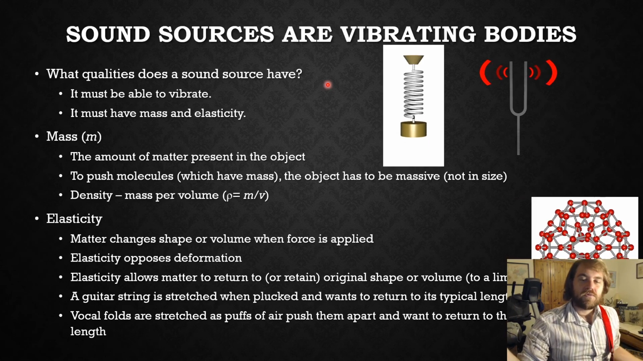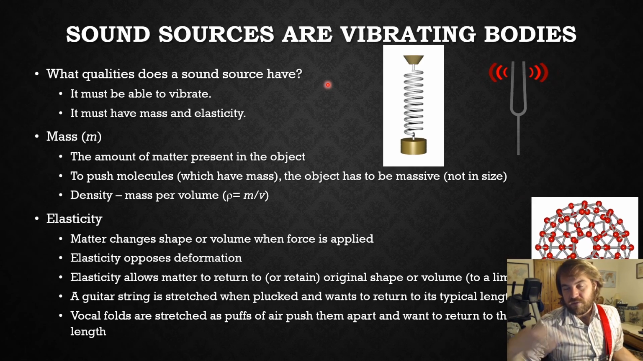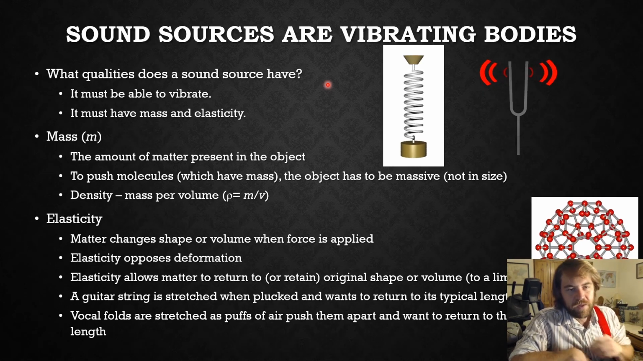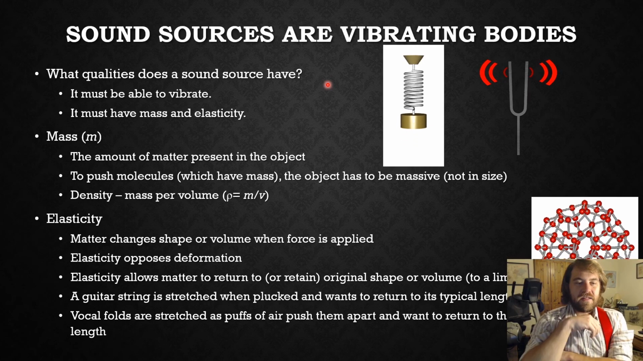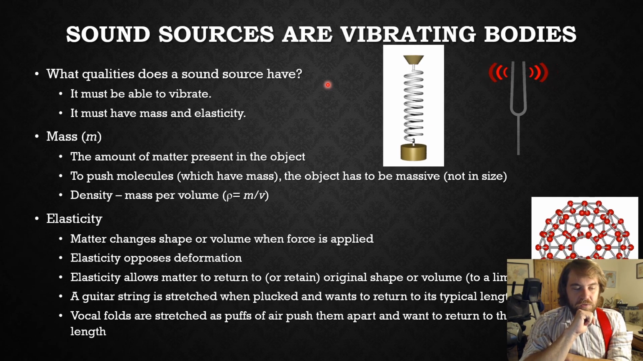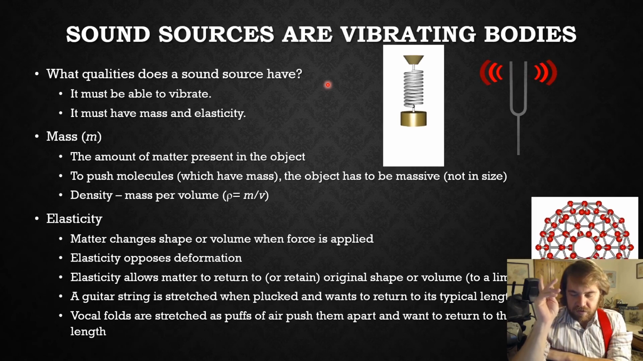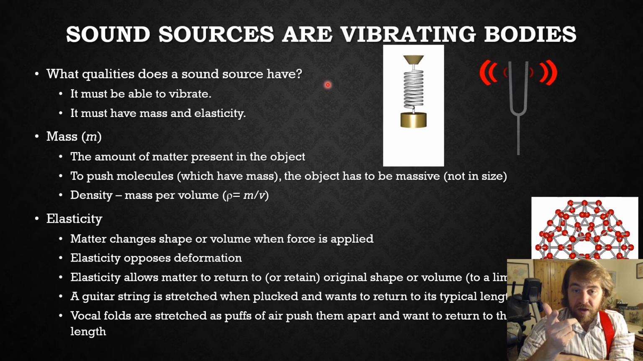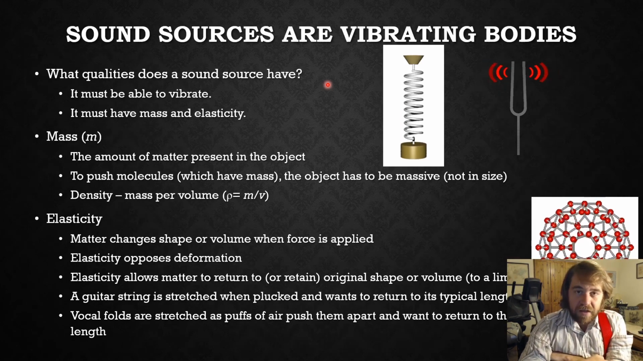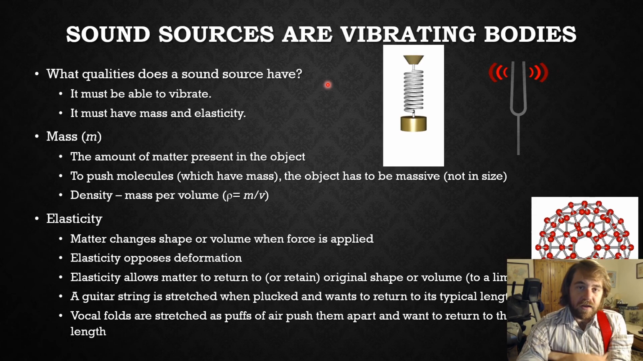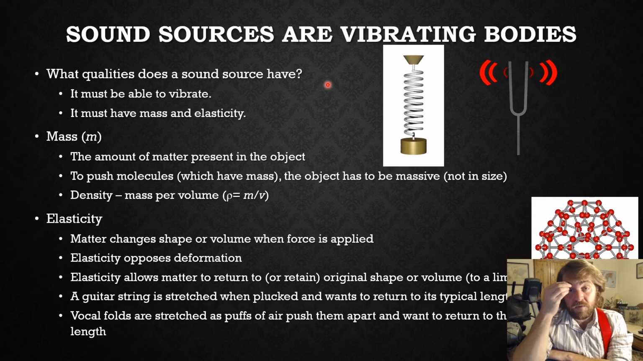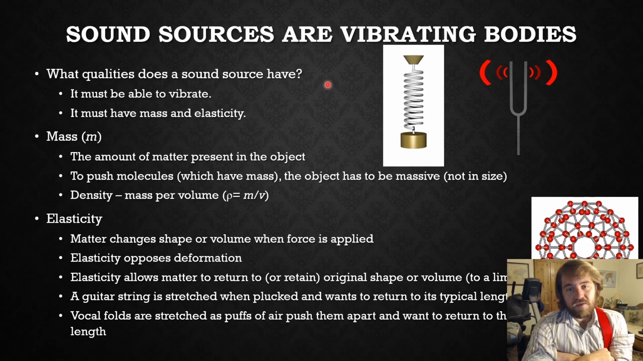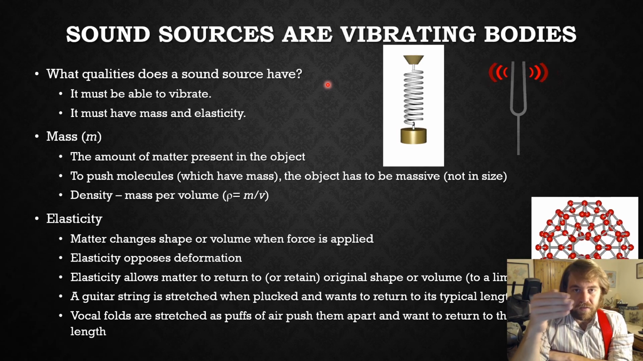All right, so we've kind of alluded to this already with the vocal folds and my vibrating guitar strings. But qualities that a sound source has is that they need to be able to vibrate. There's two. They need to be able to vibrate, and they need to have mass and elasticity. Why do they need to be able to vibrate? Well, just like the guitar strings, that is what's pushing around the medium. And it's that pushing on the medium that creates the wave that's going to be interpreted as a sound. It's the regular pushing on the medium.